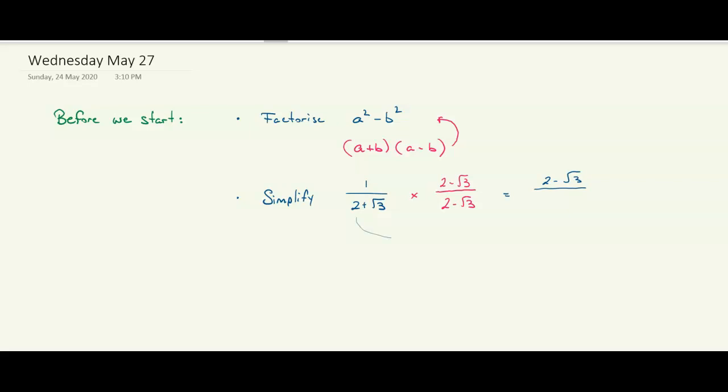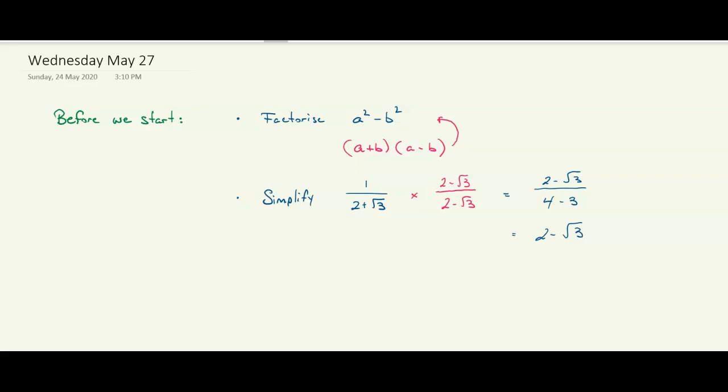Now the magic of this is that these two terms cancel each other out with conjugate pairs, and we're left with a squared minus b squared. So a squared in this case is 4, and b squared is 3. So it's just 4 minus 3. So we're left with 2 minus root 3, which certainly is a simplification and improvement.